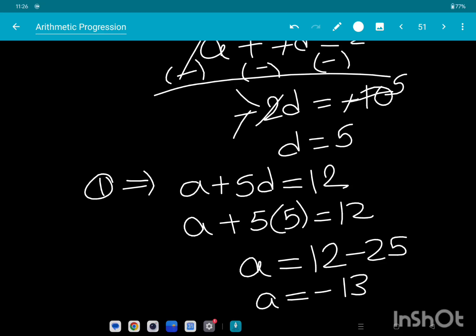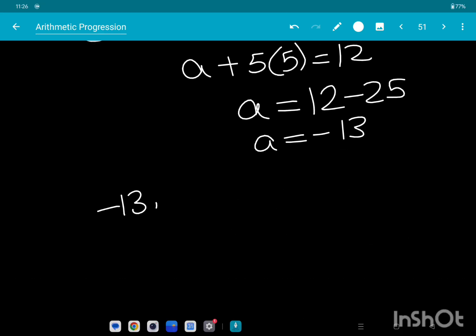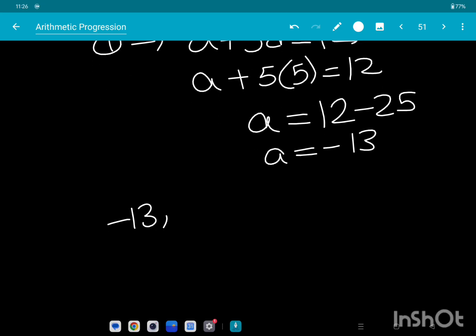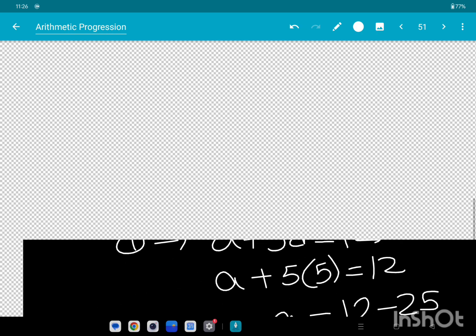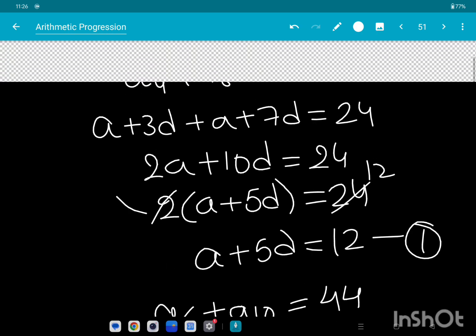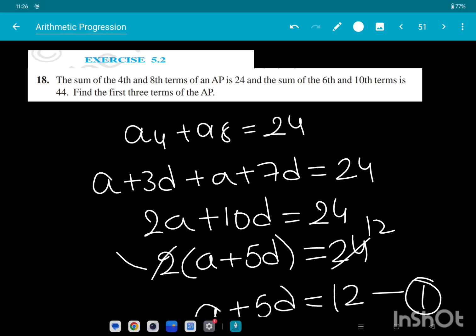So the first term of this AP is minus 13. Then if I add 5 to this term, I will get minus 8, then minus 3. So the first 3 terms of this AP are minus 13, minus 8 and minus 3. This is the question that was asked: we need to find the first 3 terms.